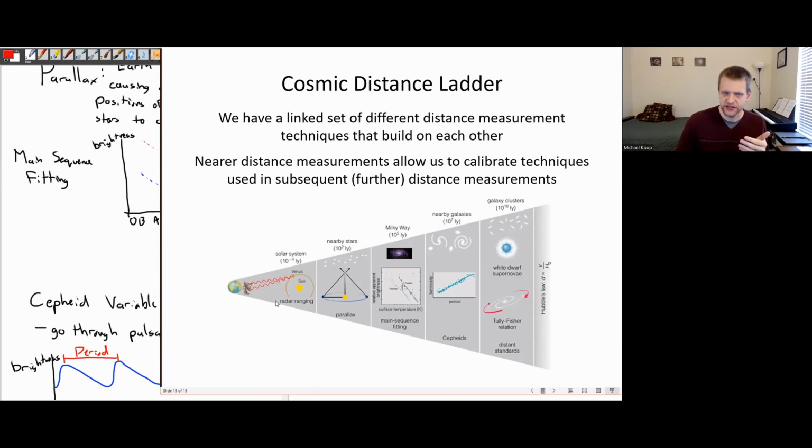So again, we have this linked set of methods. In modern times, we use radar ranging to measure sizes of the solar system. If I know the size of the solar system, I can use that parallax method to measure distances to nearby stars. I use those nearby stars to get my HR diagram, to use this main sequence fitting. I use those clusters to calibrate Cepheids. I use those Cepheids to calibrate the white dwarfs.